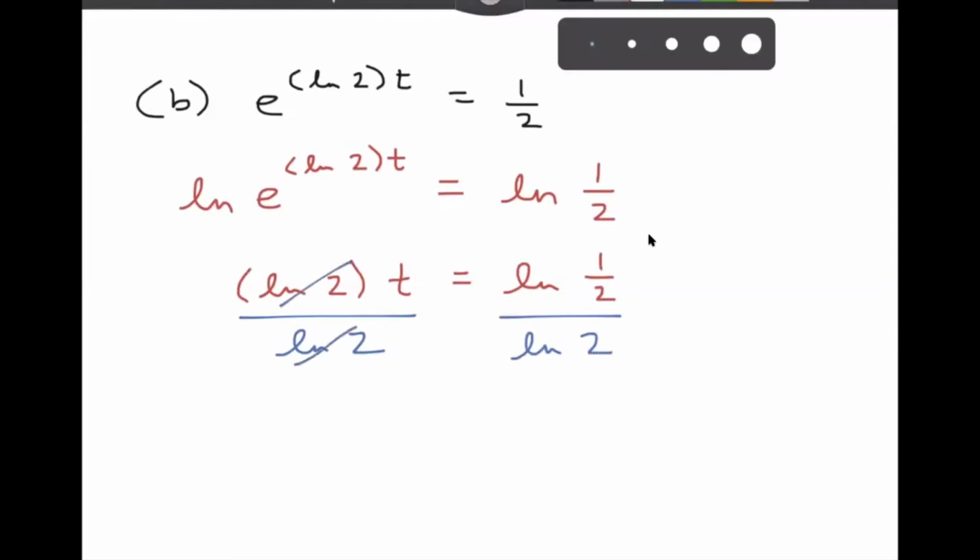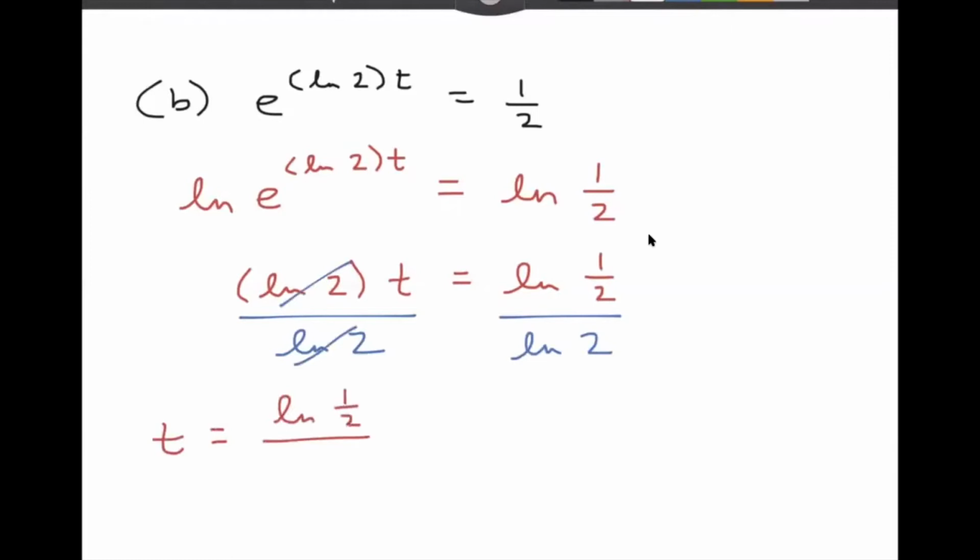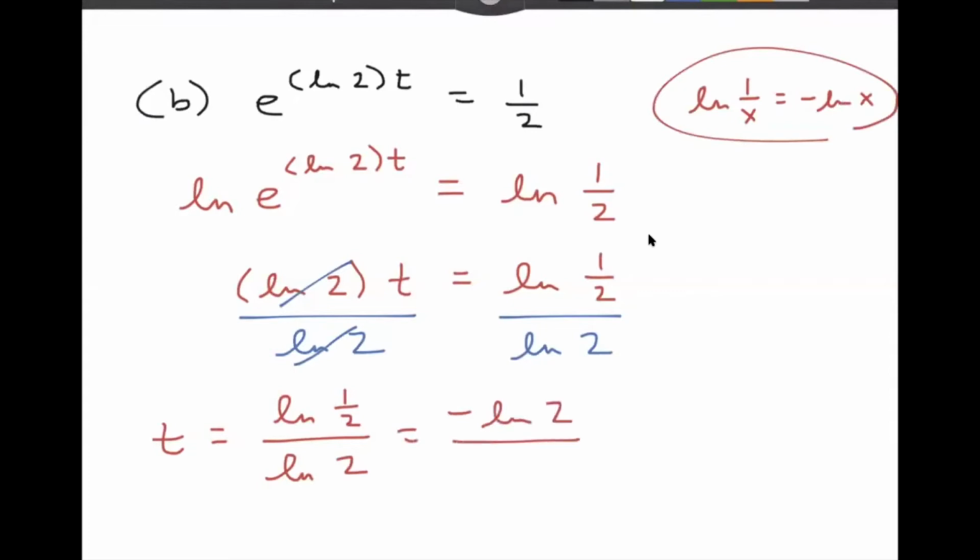we get t equals natural log 1/2 divided by natural log 2. Now, is it possible to pretty that up? Well, yes, it is, as it turns out. If you think back to the last section, there was a property of natural logs that said that the natural log of 1 over x is equal to negative natural log x. So using that property, we can rewrite natural log 1/2 as negative natural log 2. So guess what? It turns out that the value of t in this equation is just negative 1.